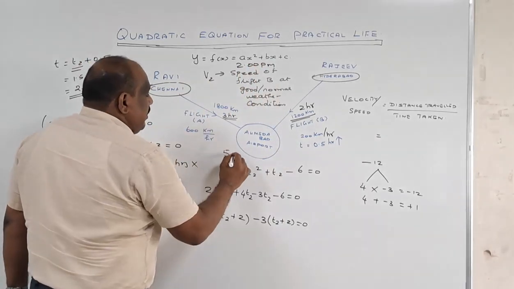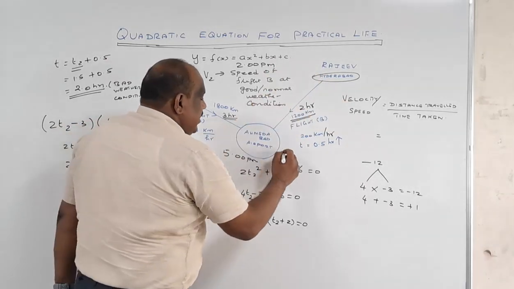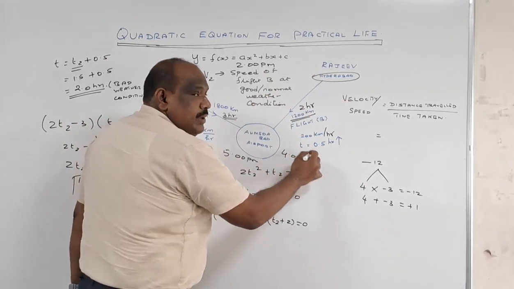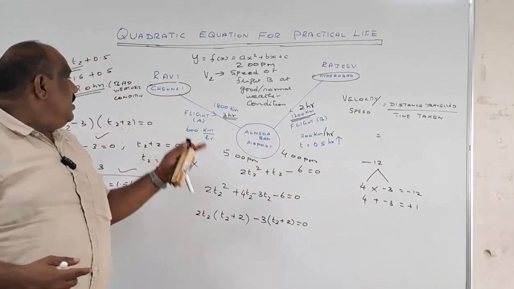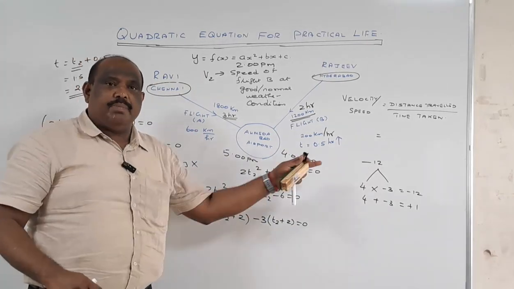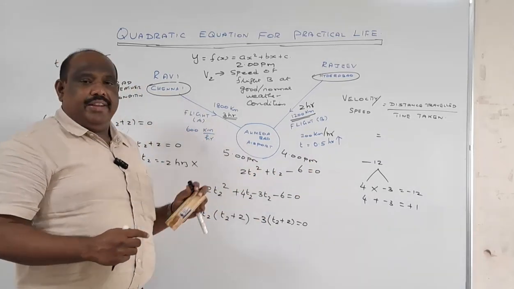Ravi will come by only 5 p.m., whereas Raju, even though the weather condition is bad, will reach by 4 p.m. Then who has to wait for the other? Raju has to wait for Ravi for 1 hour. He reaches by 4 itself, but he has to wait for 1 hour to meet Ravi.